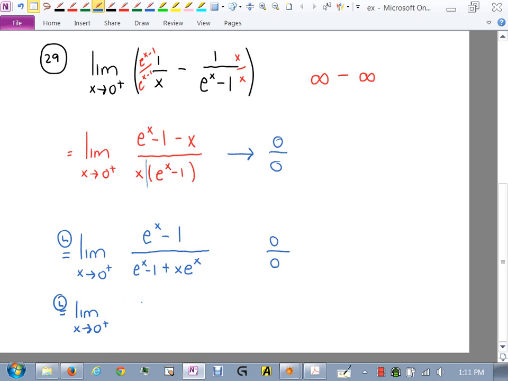Derivative of top, e to the x. Derivative of the bottom. So derivative of e to the x is itself. Minus 1, derivative of negative 1 is 0. But then here, what do I have to do? Product rule right there. So I'd have plus, what's the derivative of the first one? 1 times e to the x, so e to the x, and then plus derivative of this times this, so e to the x times x. Just going to write x e to the x.